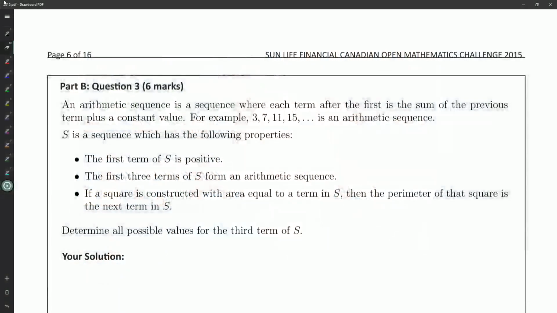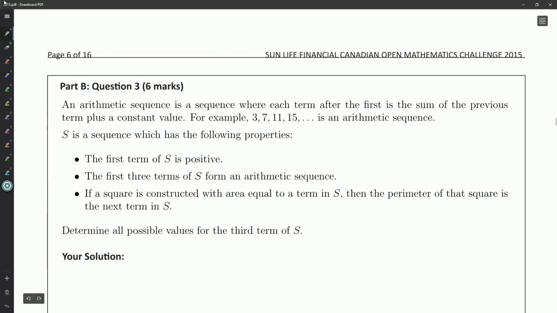We're still looking at the open paper from 2015, and this time we're up to question B3. If you haven't taken a look at it, I would encourage you to do so. Here's the question, give it a try, and we can proceed. So what have we got here?